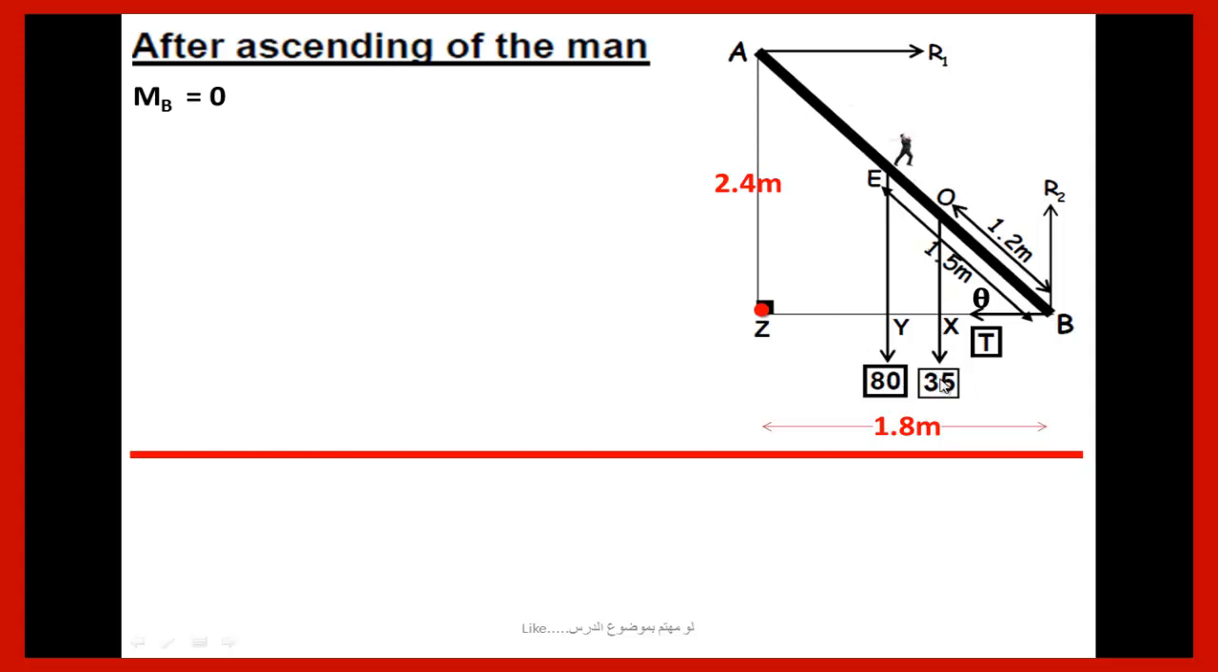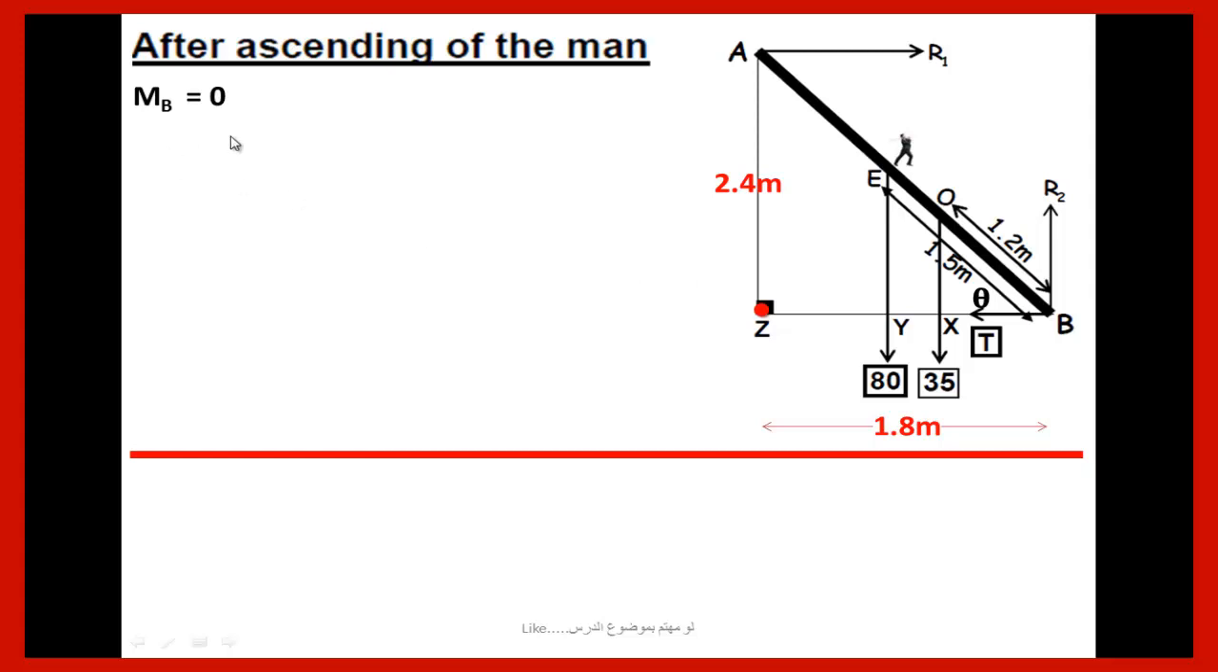The moment of the force 35 about B will be positive 35 multiplied by XB, where XB equals 1.2 cosine of the included angle. The moment of the force 80 equals positive 80 multiplied by YB, where YB equals 1.5 cosine theta, and the moment of R1 is negative R1 multiplied by AZ, with AZ equal to 2.4.